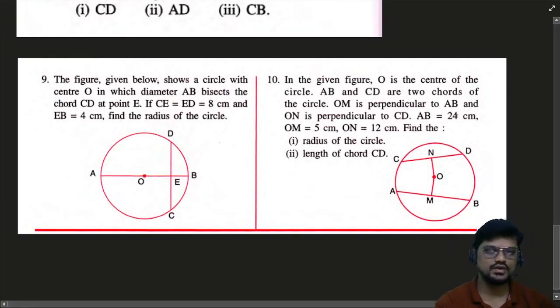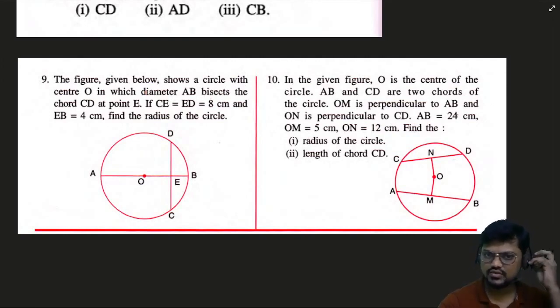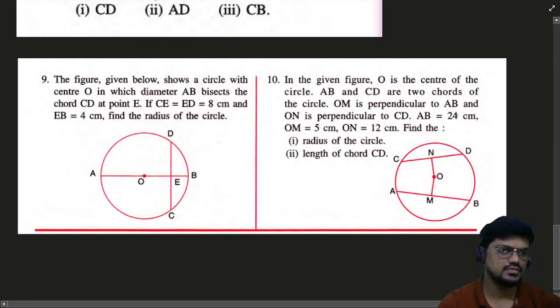Now what do you have? The given figure below shows a circle with center O in which diameter AB bisects the chord CD at point E. CE is this much, ED is this much. You have to find what is the radius. Can you find the radius? Please try it on your own. It's a very easy question.